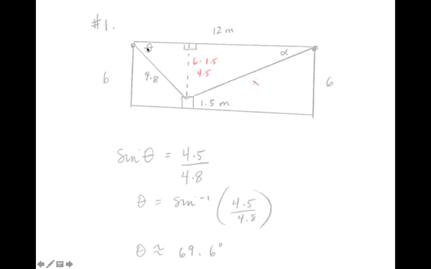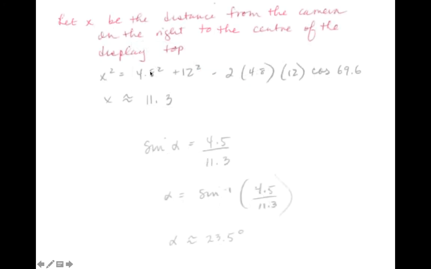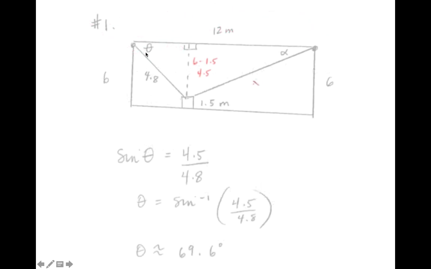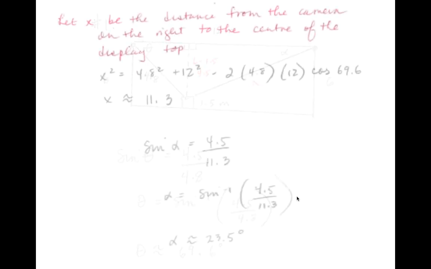Then, once I had this angle, I was able to use the law of cosines. So let's go back. I'm going to use this angle, and then I would have 4.8 and 12. So I'm going to use this side squared, which is x. And in my diagram, it's x anyway. X squared is equal to this one squared plus this one squared minus 2 times this, cosine of the angle, which we found to be 69.6, gives me a reading of 11.3.